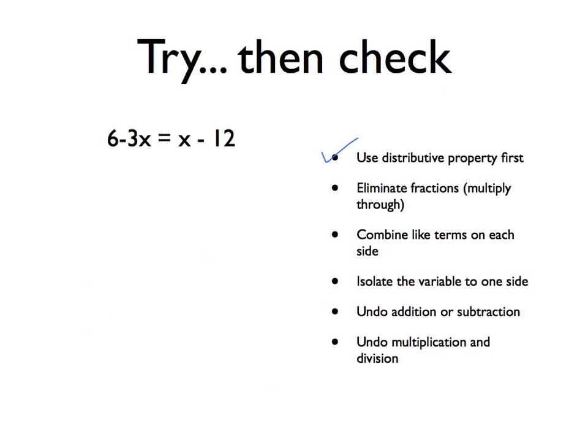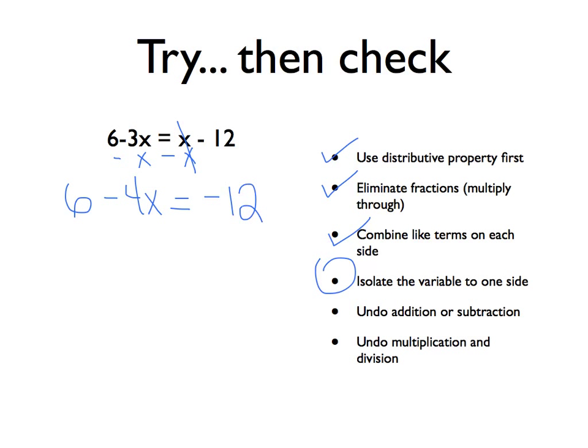No need to use the distributive property. There's no fractions. I think our terms are combined. Now it's time to isolate the variable. I'm going to go ahead and get rid of the x on both sides by putting in a negative x. I now have 6. A negative 3x and a negative x would be negative 4x. I might have caught some of you on that with the negative x's. So 6 minus 4x is equal to, these x's cancel, and I have negative 12.